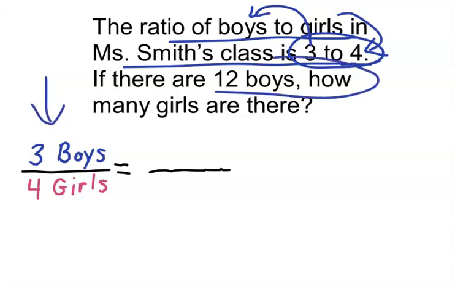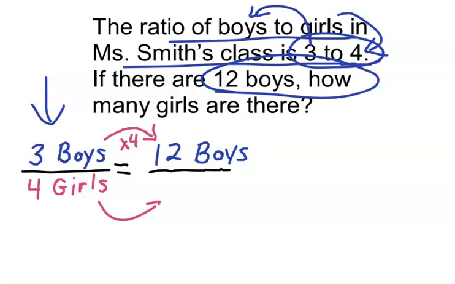If there are 12 boys, let's just write that down. If there are 12 boys, how many girls would there be? So the ratio is always going to stay a 3 boys to 4 girls ratio. So how many girls are there? Well, what does it take to get from 3 to 12? It's going to take 3 times 4, right? That gives us 12. So we're just going to do 4 times 4, and that would give us 16 girls. Okay, so there's our answer.